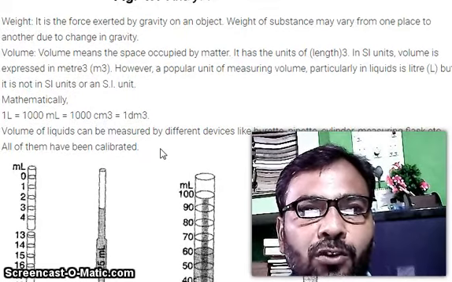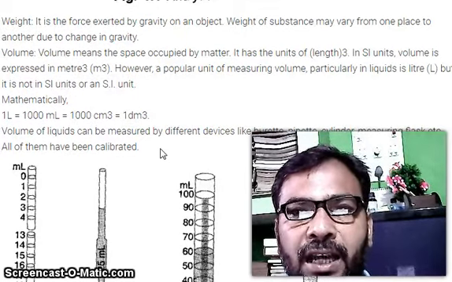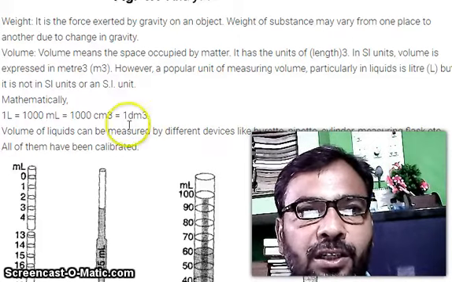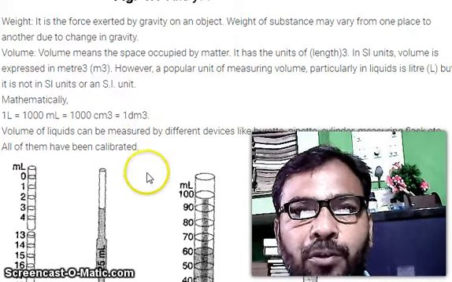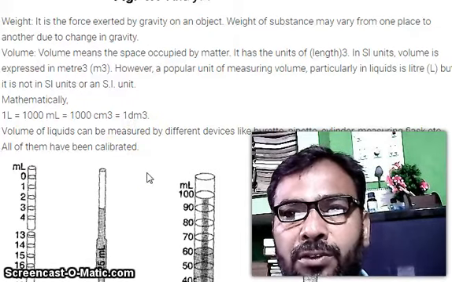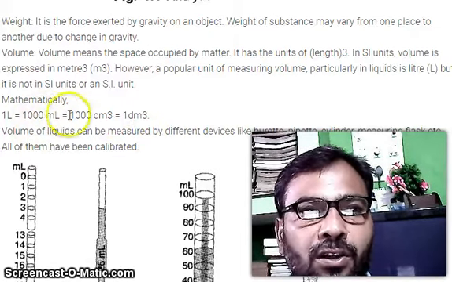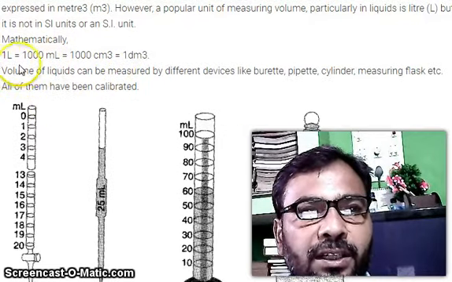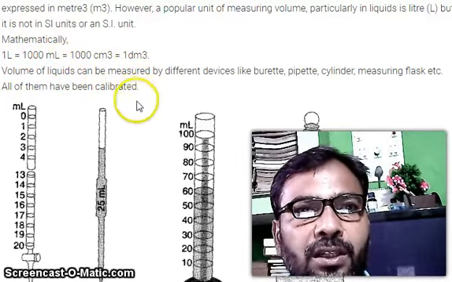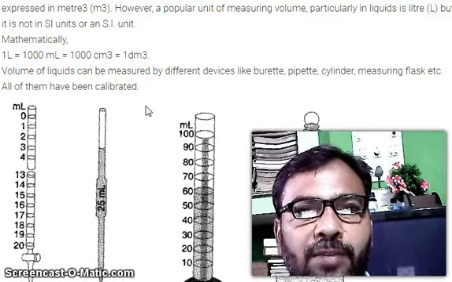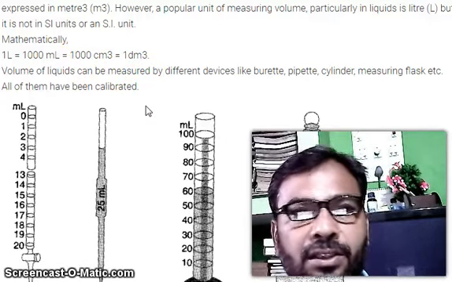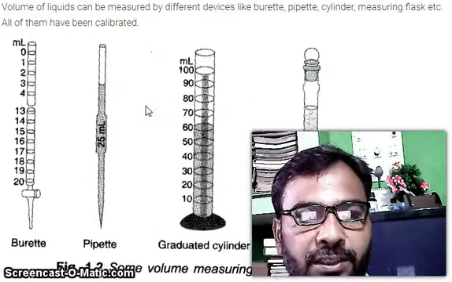Volume: what is volume? Volume means the space occupied by matter. It has the unit of cubic length. In SI units, volume is expressed in cubic meters. However, a popular unit of measurement of volume, particularly for liquids, is the liter, but it is not an SI unit. Mathematically, 1 liter is equal to 1000 milliliters and 1000 cubic centimeters. The volume of a liquid can be measured by different devices like burette, pipette, cylinder, and measuring flask. All of them have been calibrated.